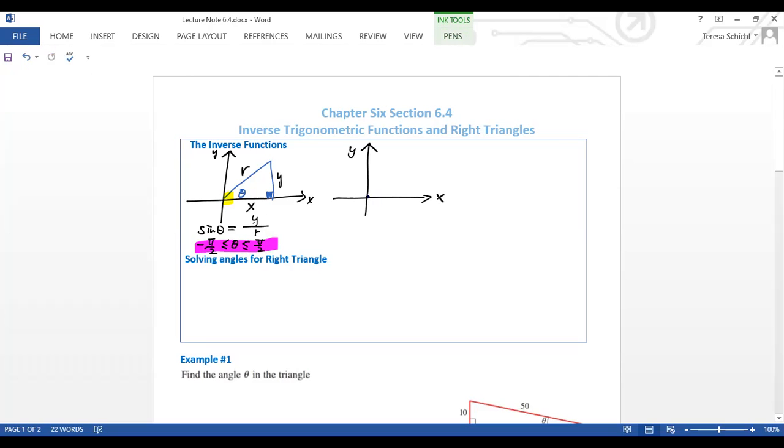Let's move that triangle the same way. This is my right triangle, and this is angle theta. The same way, this is y, this is x, and this is r. So what is cosine theta? Cosine theta is adjacent over hypotenuse, so it's x over r. What is the restricted domain here? Remember, for cosine it is from 0 to pi. So be very careful about this.